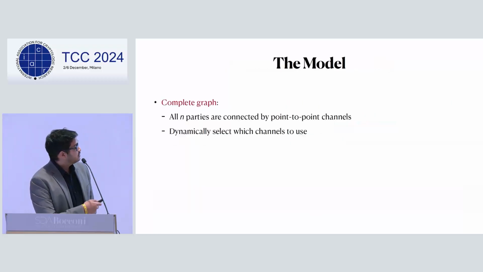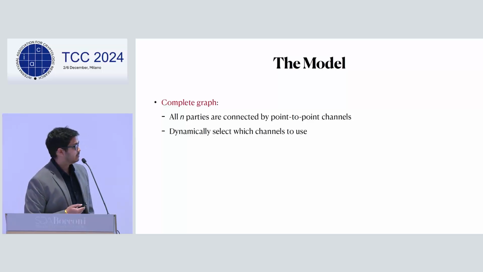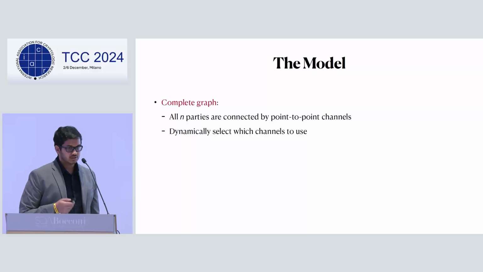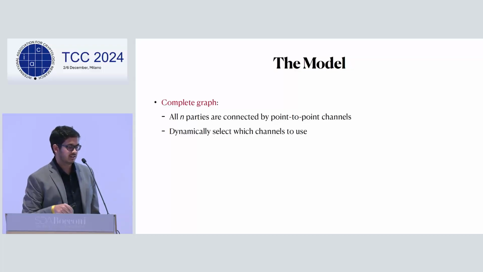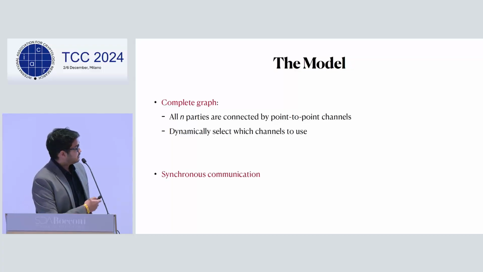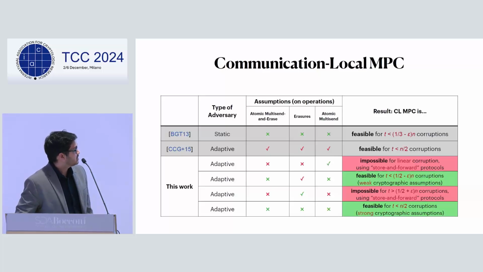So coming to the model, we assume a complete graph where all n parties are connected to each other, and they dynamically select which channels to use. As a side note, we cannot have just a static incomplete graph, because an adaptive adversary, or any adversary, could just pick a party that it doesn't like and surround it, like kill all of its neighbors, and then this party becomes isolated from everyone else. And we also assume synchronous communication, so protocols proceed in rounds. And this is everything we know about communication local MPC right now.